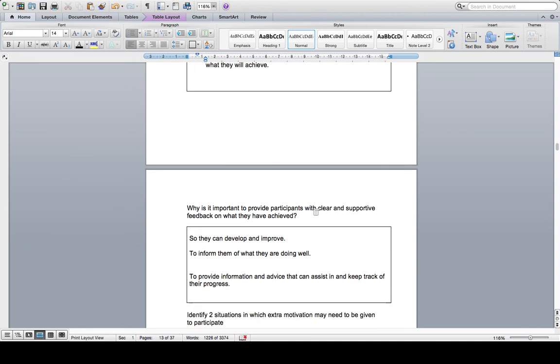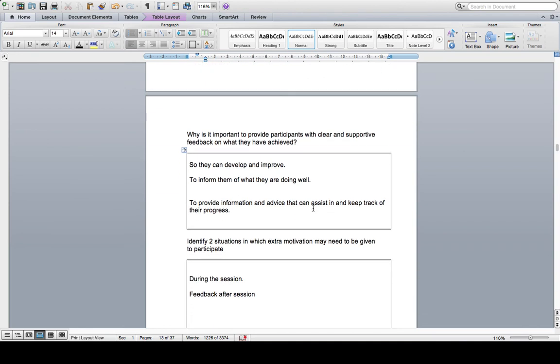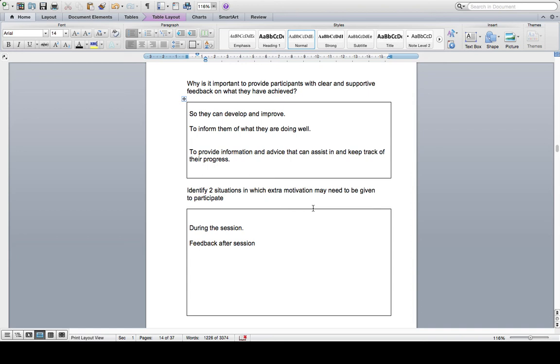So if we move on from there, we've got: why is it important to provide participants with clear and supportive feedback on what they have achieved? Now obviously, we all need feedback. Your participants need feedback. It's the cornerstone of development and knowing what you need to do in order to progress. Okay, so it's really important to give supportive and clear feedback in order for good development to occur, basically.